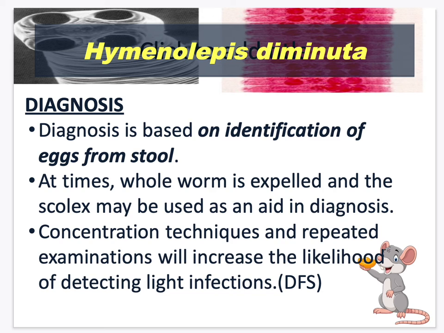So we diagnose this by the identification of eggs from the stool. And at times, the whole worm is expelled and the scolex may be used as an aid in diagnosis because the scolex will really tell us a lot. And concentration techniques and repeated examination will increase the likelihood of detecting light infections because, as you can recall, with H. diminuta, usually in humans, it's just light infections.